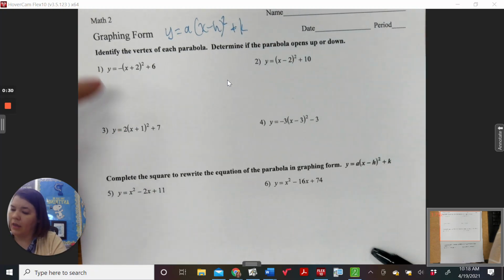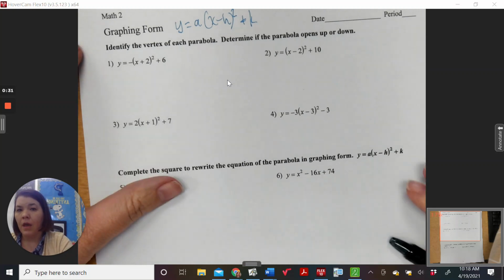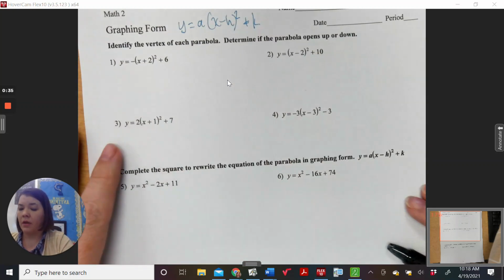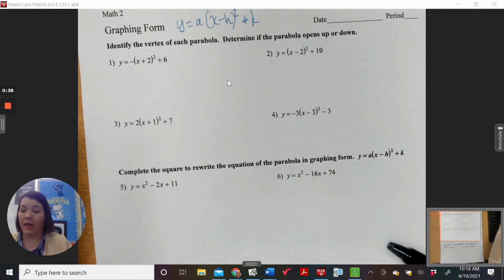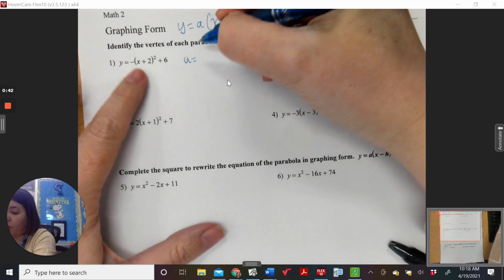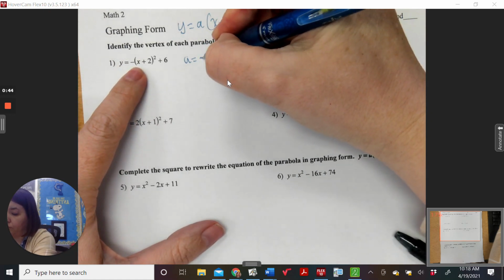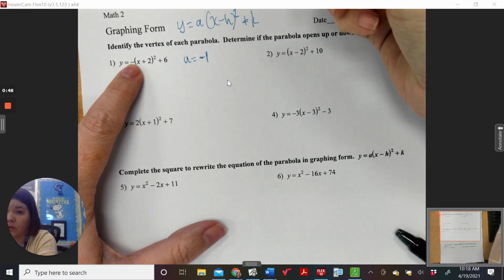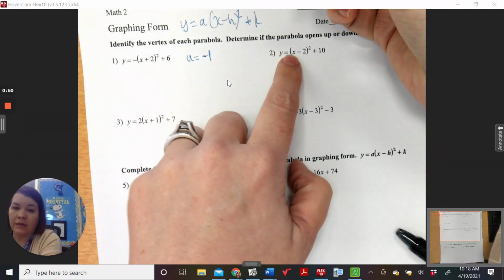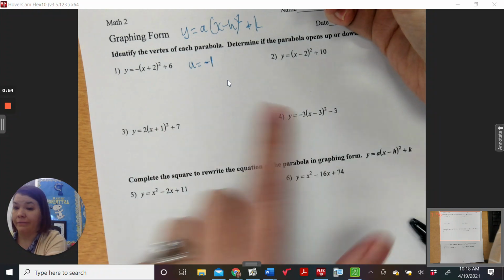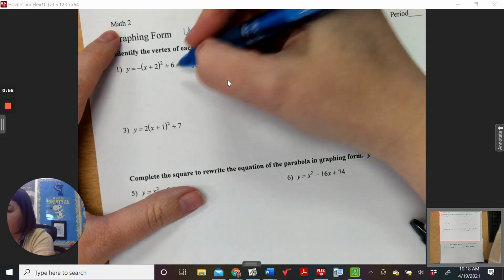So these are in that formula already, and we want to identify the vertex of each parabola and decide if it opens up or down. In order to do that, I'm going to start by finding A, H, and K. So A in this problem is -1, because there's a minus sign in front, there's no number with it, so it's -1. This A is +1. This A is 2, that A is -3. So A and then H and K.